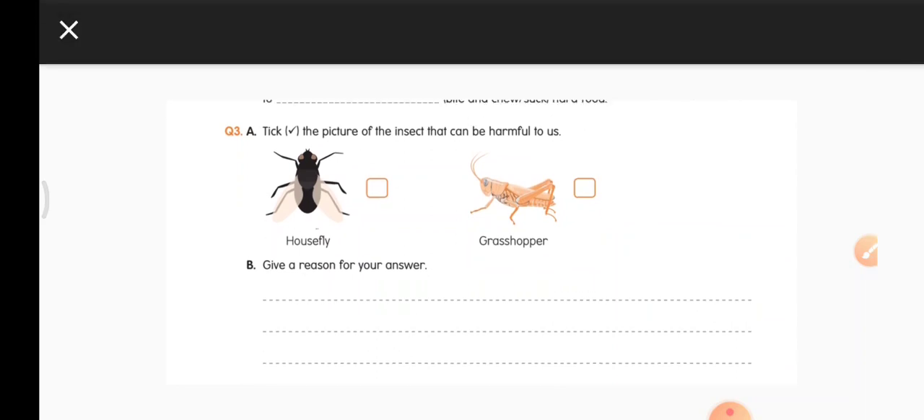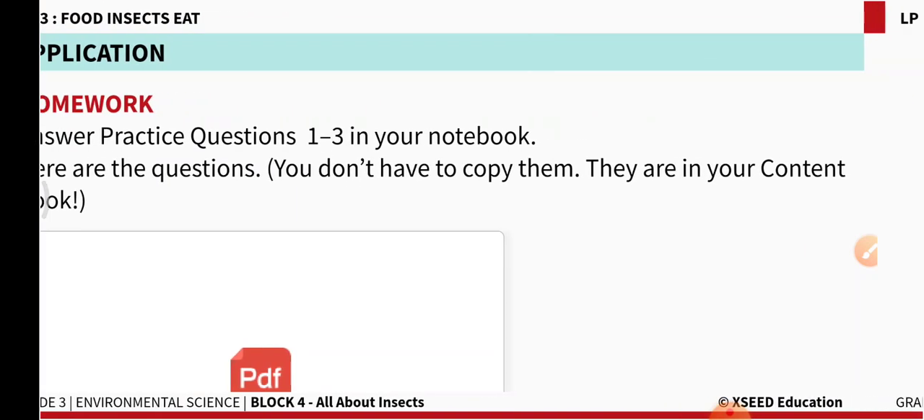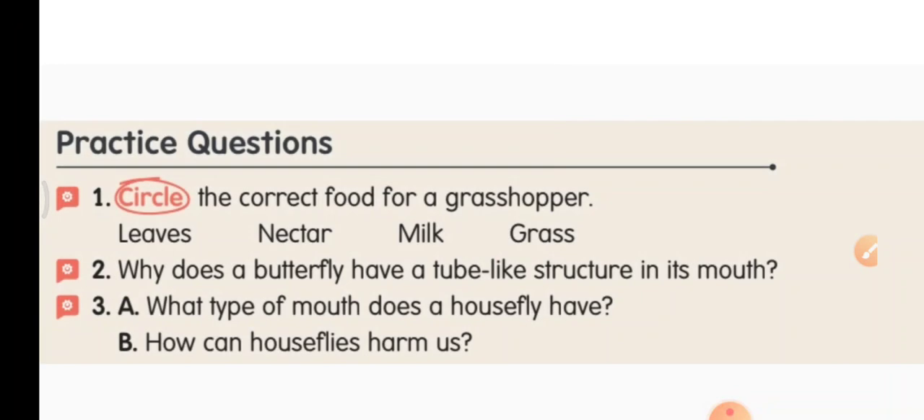Now let us open our content book and answer the practice questions. First question, circle the correct food for a grasshopper. What is the food that a grasshopper eats?